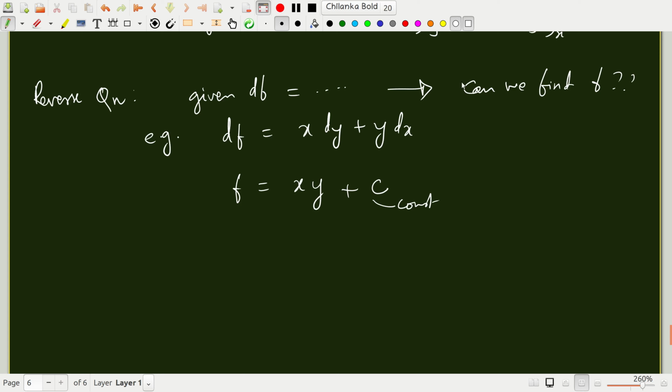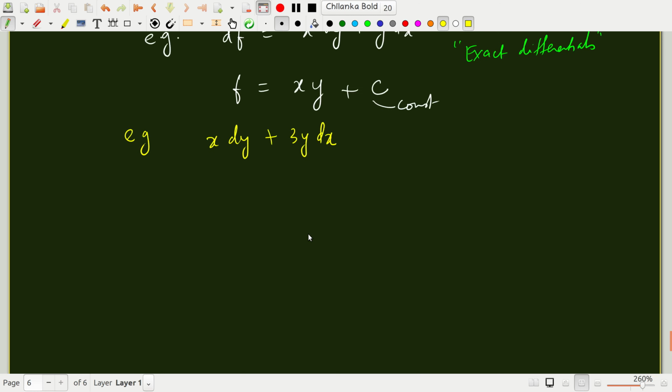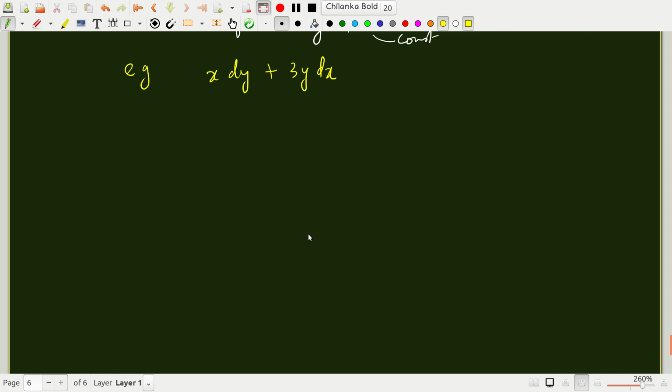Such differentials of many variables, which integrate directly to give the function, are called exact differentials. Now, let's consider another example: x dy plus 3y dx. Suppose somebody gives me this expression. The question is, can we find the function from which this total differential could have come?